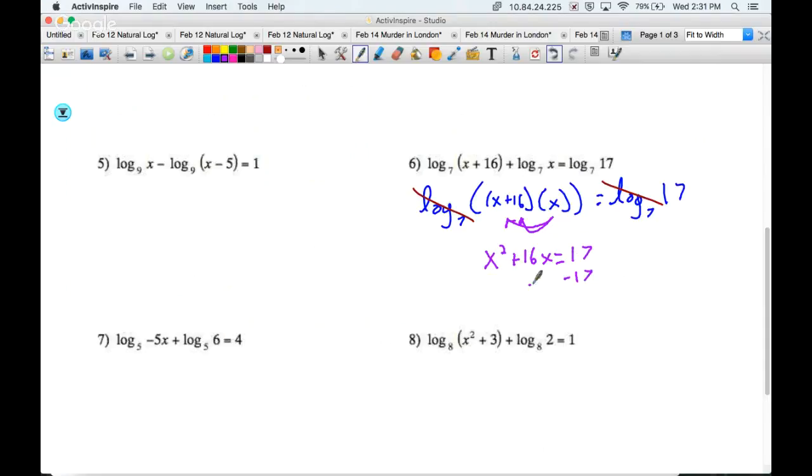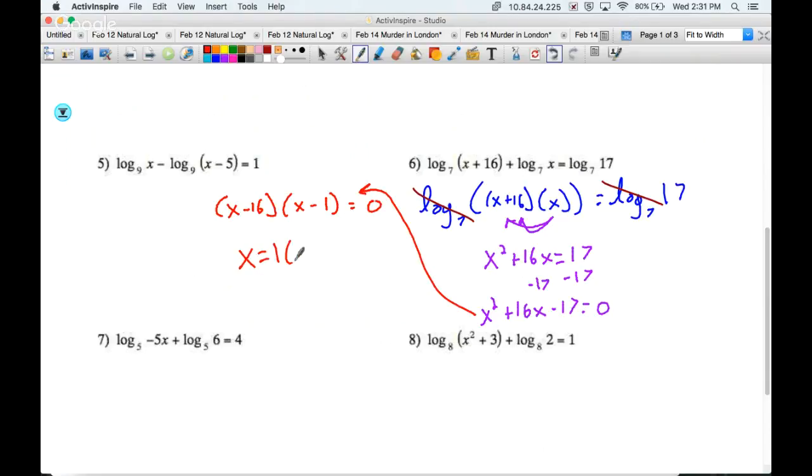Subtract 17 from both sides. X squared plus 16x minus 17 equals 0. Let's see, how do we factor that? I'll factor it over here. To get a -17, we need a -16 and a -1. Hmm, actually the factors give us the values x equals 16 and x equals 1.